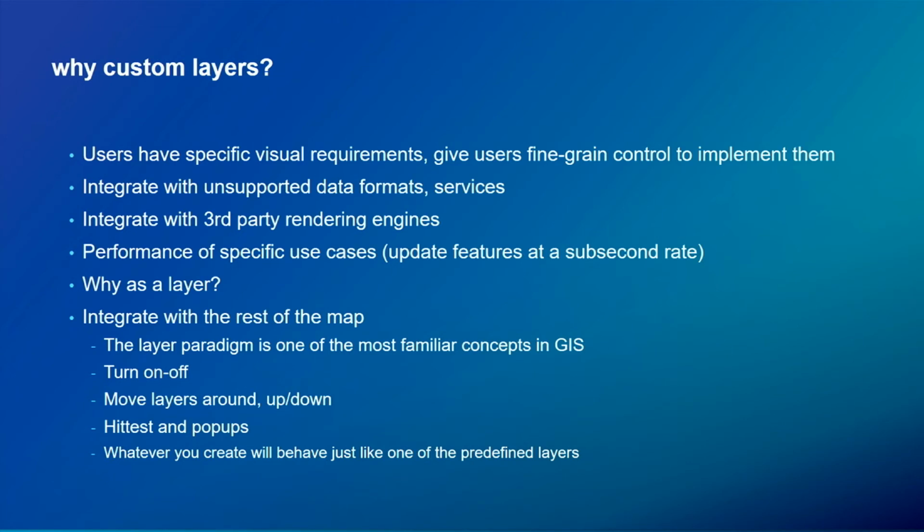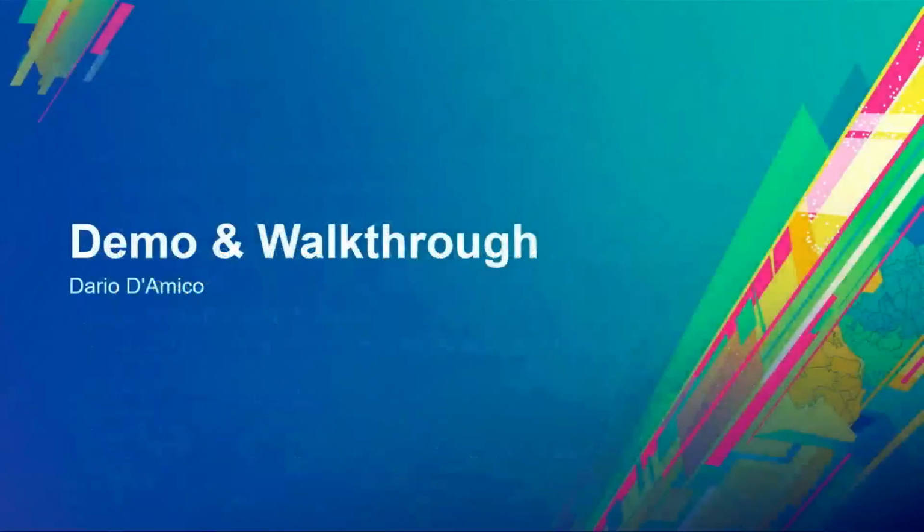And then the question: why a layer, and not other means of integrating custom rendering? A layer is a well-established concept in the GIS world. When implemented as a layer, that layer becomes just yet another layer that the API can recognize. The user can reorder layers, turn layers on and off, and get support for hit tests and pop-ups, which are critical, with very minimal effort or almost no effort at all. Basically that layer behaves just like any other layer. I'll hand it over to Dario to actually show you the walkthrough and the technique itself.